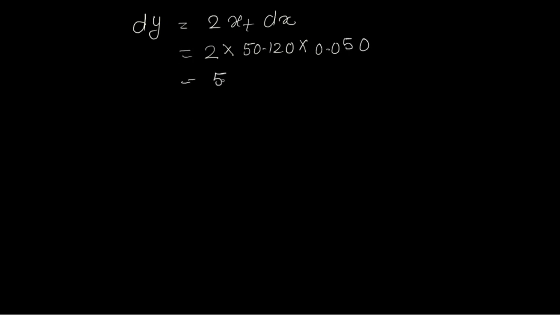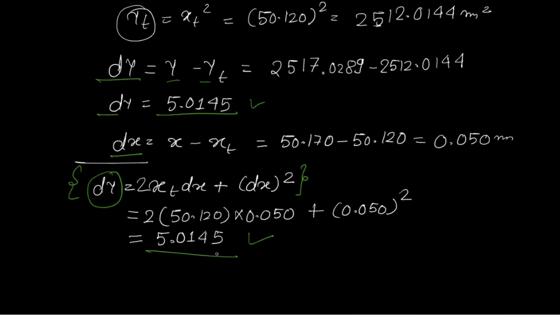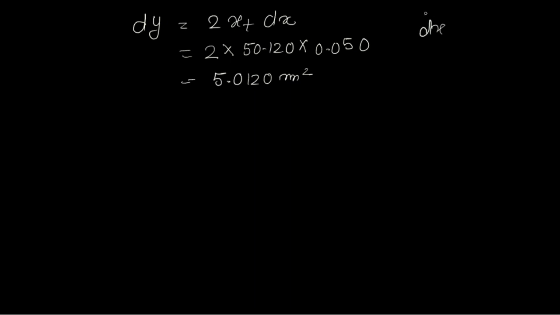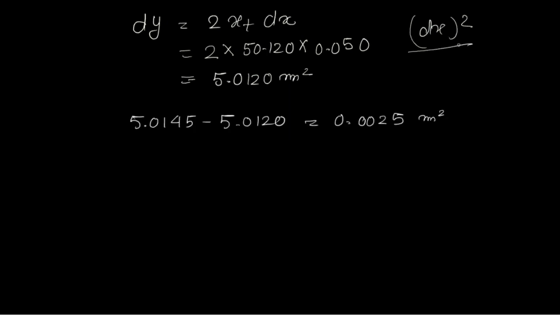Second, we can also see what would happen if we drop a term. 2xt dx: if I calculate for this, 50.120 times this value 0.050, that is 5.0120. If you compare with this 5.0145, if we neglect the term dx square, we get this value, and with the complete expression including dx square, we get this value. So the difference between these two is 0.025 meter square. That is very, very negligible.